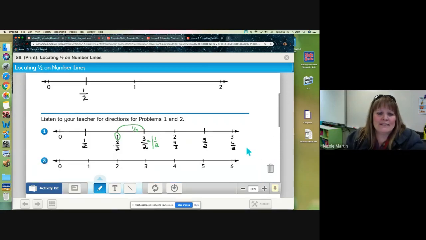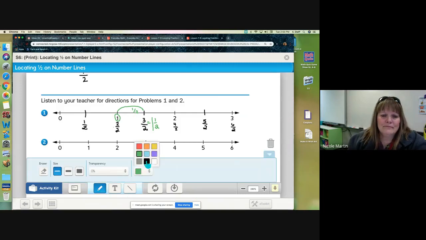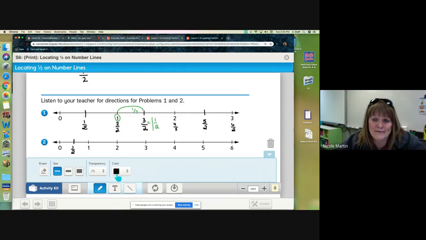Okay, let's move on to the second number line. And I would like you to label for me where we would put 1/2. Yes, 1/2 would go right here between the 0 and the 1. Now, this is a tricky one. Are you ready for it? Where would I put 7/2? Hit pause, take your time, and come on back.